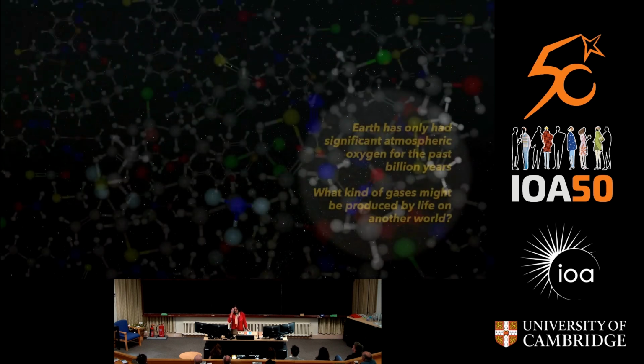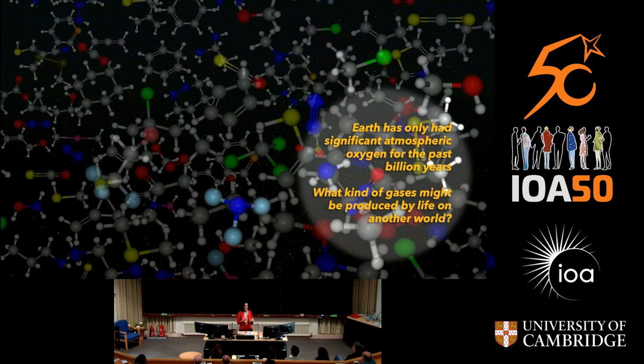So it turns out that our Earth only had significant oxygen at this 20% or even a bit lower for 1 billion years. For you, that's not a long time for extragalactic cosmology.